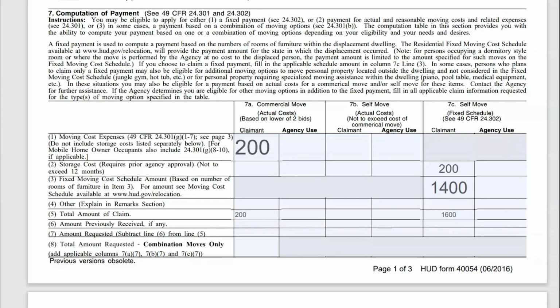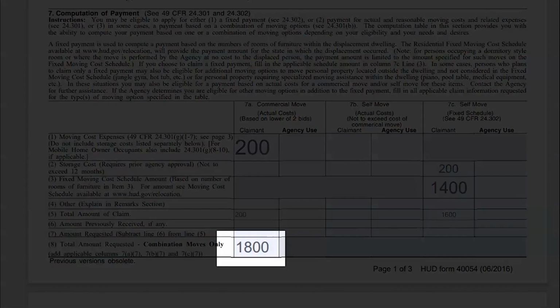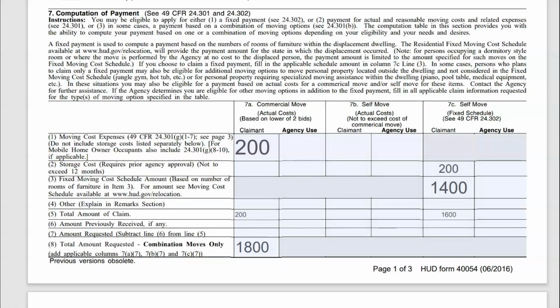In number 7, row 6, the claimant will input the amount of funding previously received for moving expenses, if any. Then, number 7, row 8 will be completed only if the claimant is requesting a combination move of both actual and fixed costs. They will total the cost of both the actual and fixed costs.